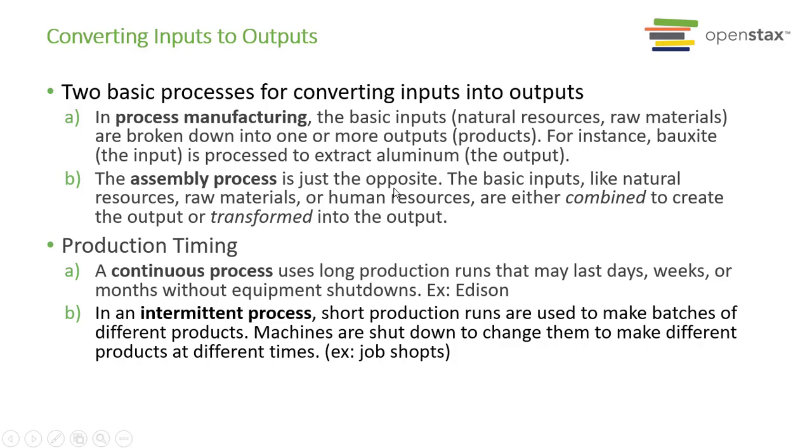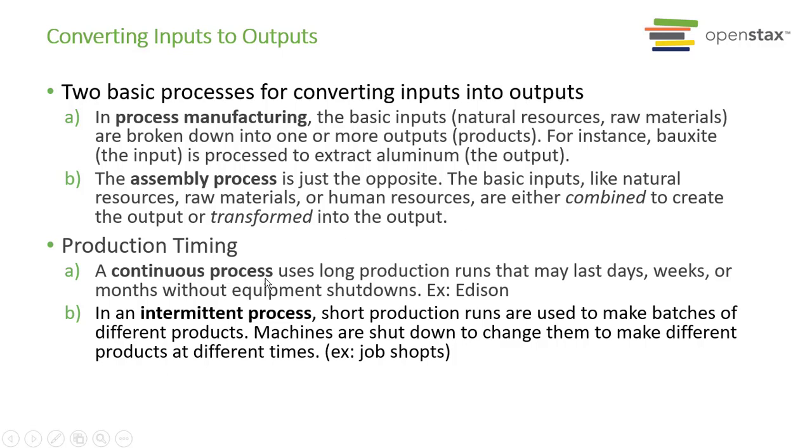The assembly process is just the opposite. The basic input, like natural resources, etc., are either combined to create the output or transformed into the output. So we're talking about making a car, for example. That's the assembly process, making an airplane, etc.